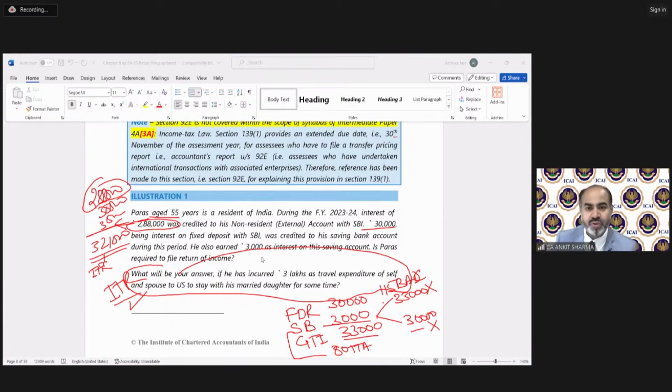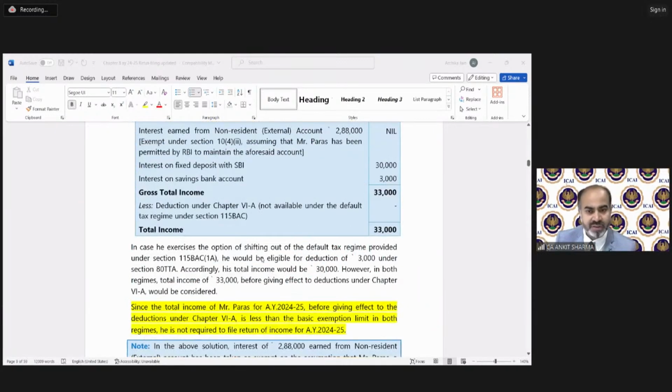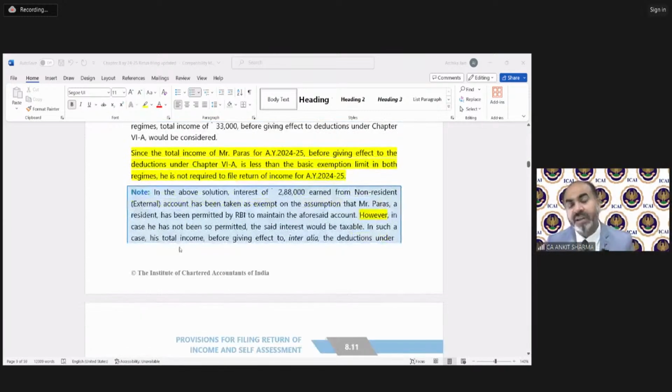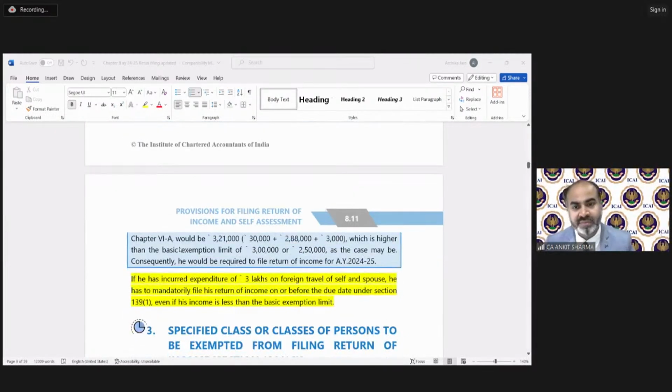We have the solution also. You can go through it. Exactly the same thing has been written over there. And the note explains that if 2,88,000 is not exempt, if this is some other income, in that scenario, his income will exceed the 3 lakh basic exemption limit in both cases, whether under 115BAC or the normal case.